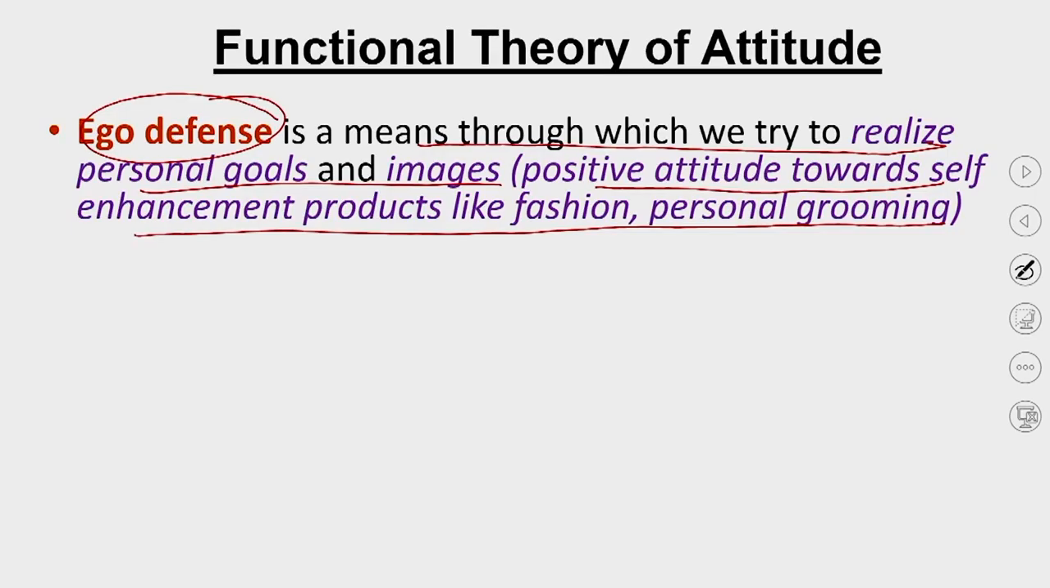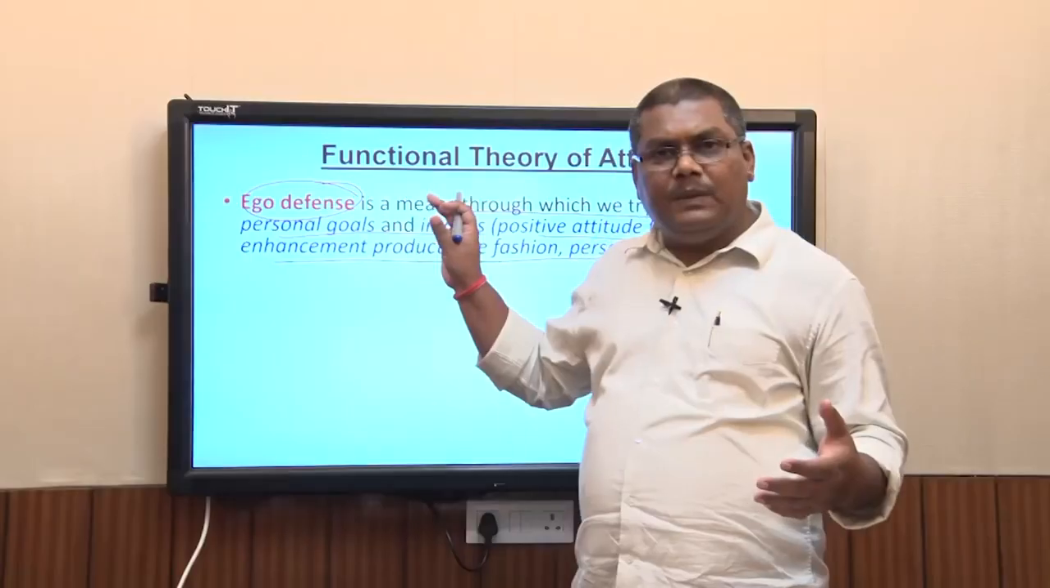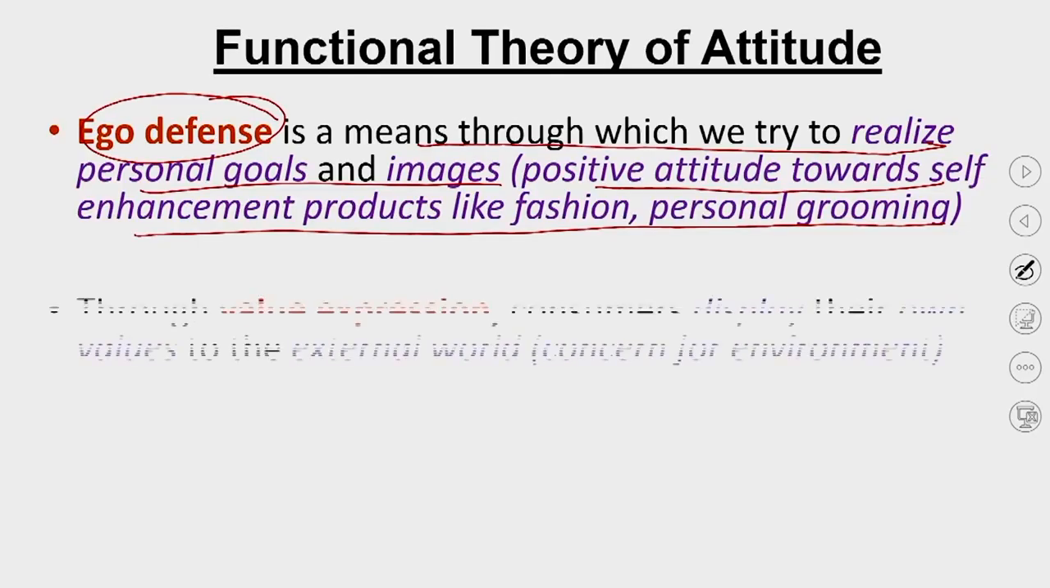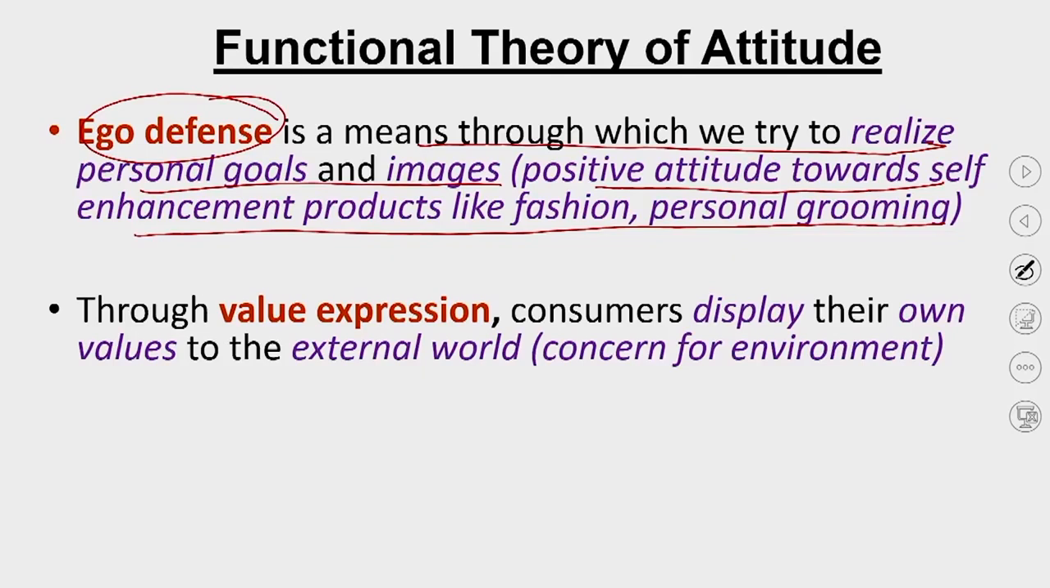So this is another kind of response which manufacturers can look into, and how people feel based on their affective responses, they can use this for changing people's attitude. Also, people's attitude can be changed through value expression, by studying people's response or people's value expression. And how does that happen? Consumers display their own values to the external world.